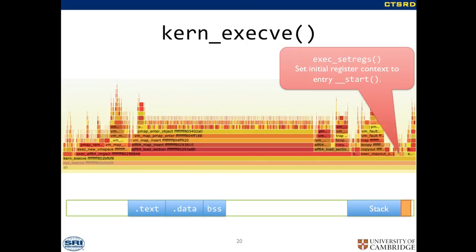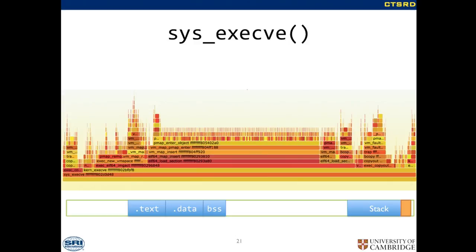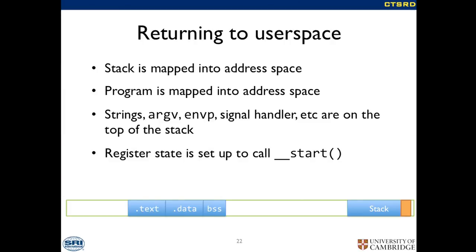And then finally, there is exec set regs. Its job is to set up the registers in the trap frame so that when the system call returns, it's as though it returned to where the start process is with the right arguments. I'll talk about what those arguments are when I get to start. So here we are, we've returned back from current exec VE, we go to sys exec VE, and we get the standard system call return path, which is out of scope today. And we return to user space.